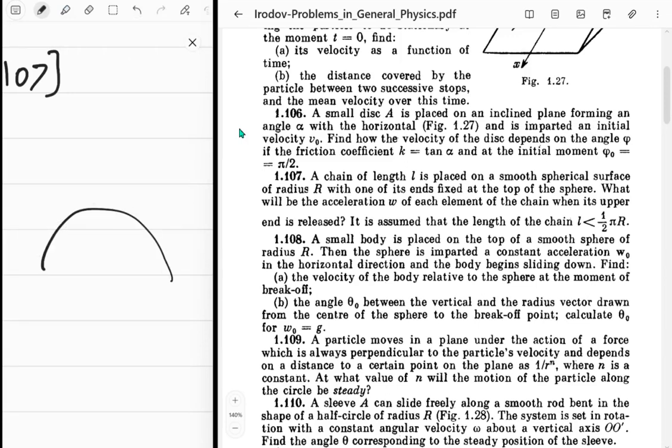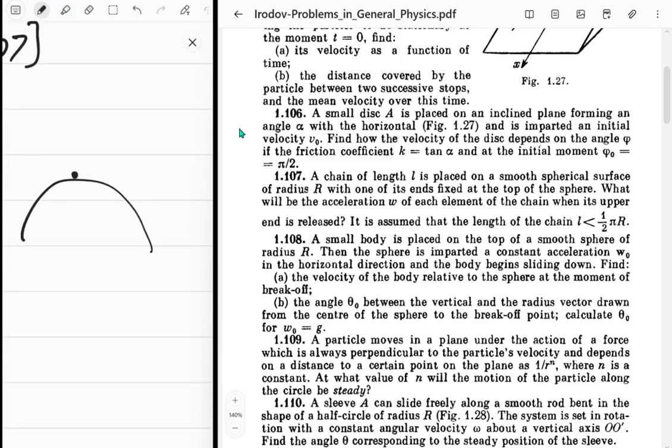So it's a smooth spherical surface. One of the ends is fixed at the top of the sphere. Okay, so something like this. What will be the acceleration w of each element of the chain when its upper end is released? It is assumed that the length of the chain is less than pi upon 2R. Fine, so it's less than this complete quarter circle length. And when it is released, what's the acceleration of each element?